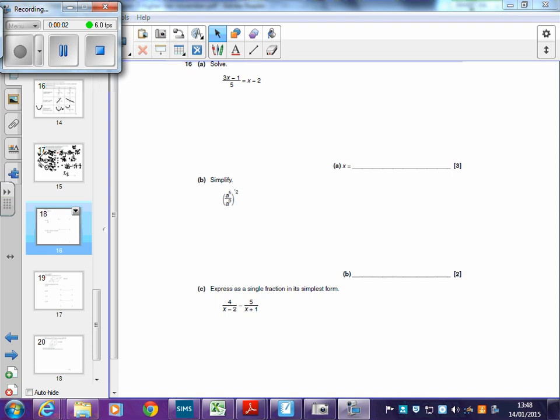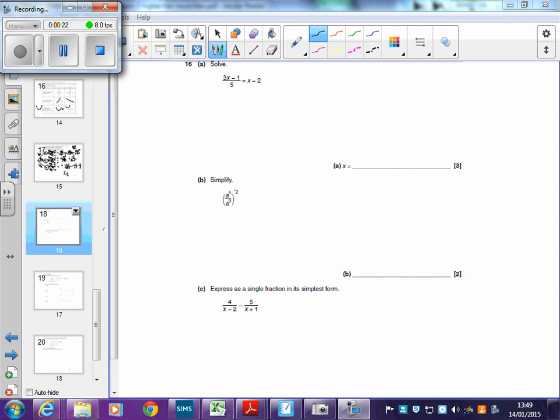Question 16, and we are solving and simplifying equation-y things, algebra, as it's called. So, first equation we've got to solve is (3x minus 1) over 5 equals x minus 2. I don't like fractions, so I'm going to have to get rid of that, so I'm going to move that 5 across to the other side.